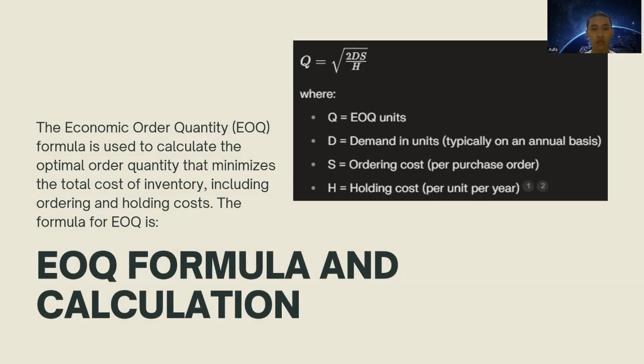cost. The formula for EOQ is Q equals the root of 2DS divided by H. The EOQ formula can be used to calculate the optimal order quantity that minimizes the total inventory cost given the values of the demand, ordering cost, holding cost, and unit cost.